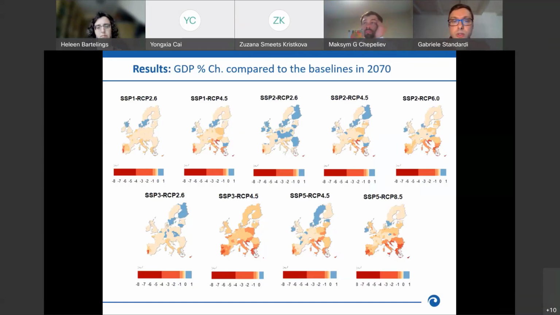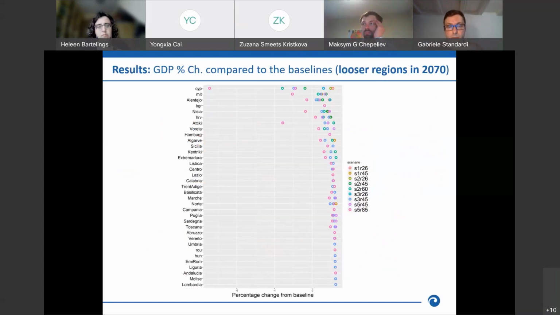To understand better these geographical winner-loser dynamics, we can look at the top and bottom 100 results, so all the scenarios considered. This basically gives us an indication about the loser regions in 2070. We can see that all these regions are in Southern Europe: there are Cyprus and Malta, and then other regions in Portugal, Italy, Spain, and Greece.